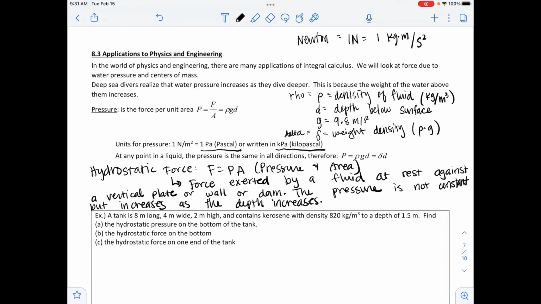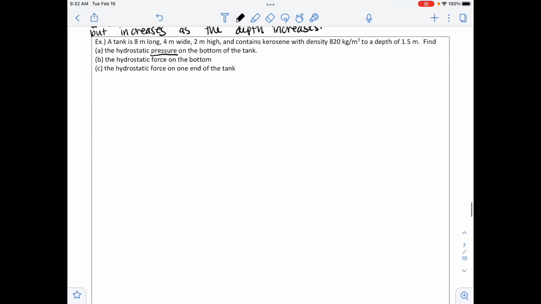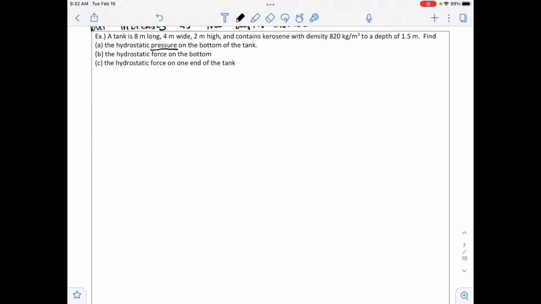So the first example we have here says a tank is 8 meters long, 4 meters wide, and 2 meters high, and contains kerosene with a density of 820 kilograms per meter cubed to a depth of 1.5 meters. Part A says find the hydrostatic pressure at the bottom of the tank. So in order to do this, the first thing I'm going to do is just sketch what we're dealing with, which is a rectangular tank that's 8 meters long, 4 meters wide, and 2 meters high. Sketching that quickly just to get an idea of what we're dealing with here.